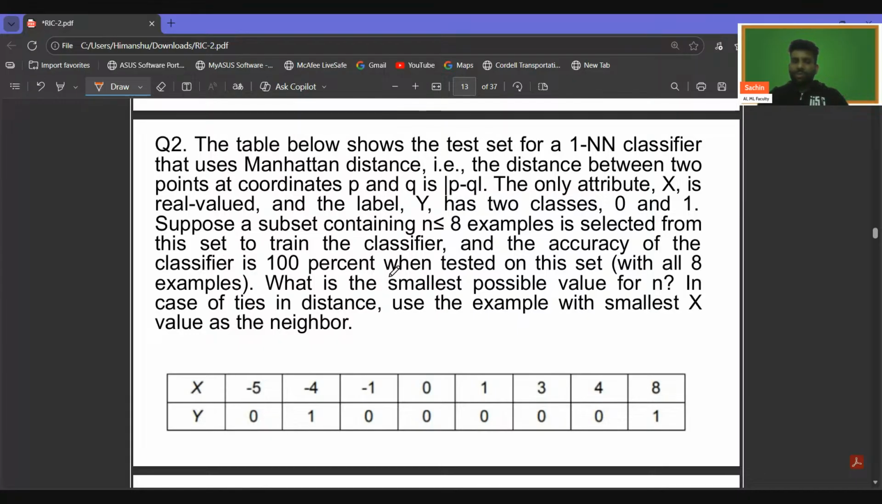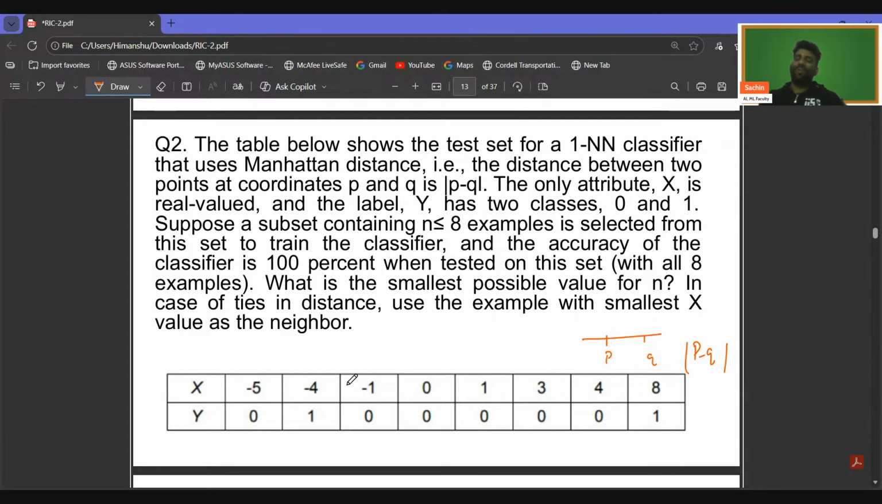The table below shows the test set for a one nearest neighbor classifier that uses Manhattan distance. That is, the distance between 2 points at coordinates P and Q is the modulus of P minus Q. So that means if these are the 2 coordinates P and Q, I just need to find out the modulus of P minus Q, which will give me the distance between them.